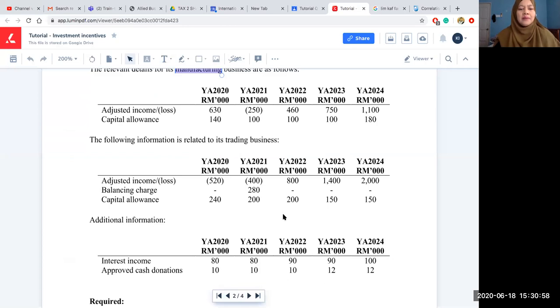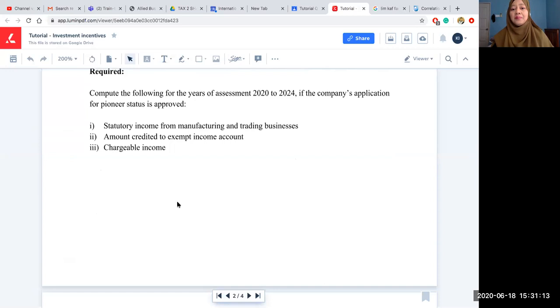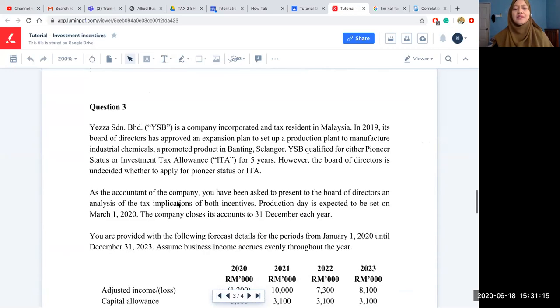Okay. Question number 3. So the question asks for statutory income. This is question number 2 earlier, I forgot to read the question. Alright, it asks for statutory income from manufacturing and trading. So we have computed that. Amount credited to exempt income and the chargeable income for the 5 years period. Okay, question number 3.